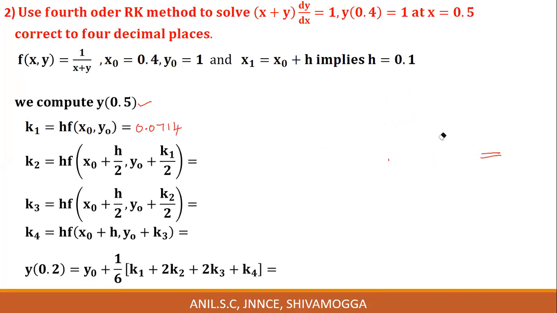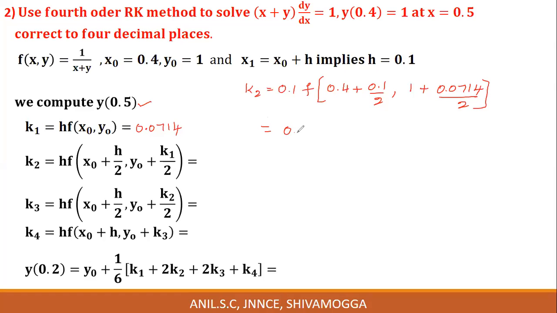Next, we find K2. K2 is given by h into f of x0 plus h by 2, comma y0 plus k1 by 2. And h is 0.1 into f of x0 plus h by 2. x0 is 0.4, plus h by 2 is 0.1 divided by 2, comma y0 plus k1 by 2. y0 is 1 plus k1 by 2, k1 is 0.0714 divided by 2.